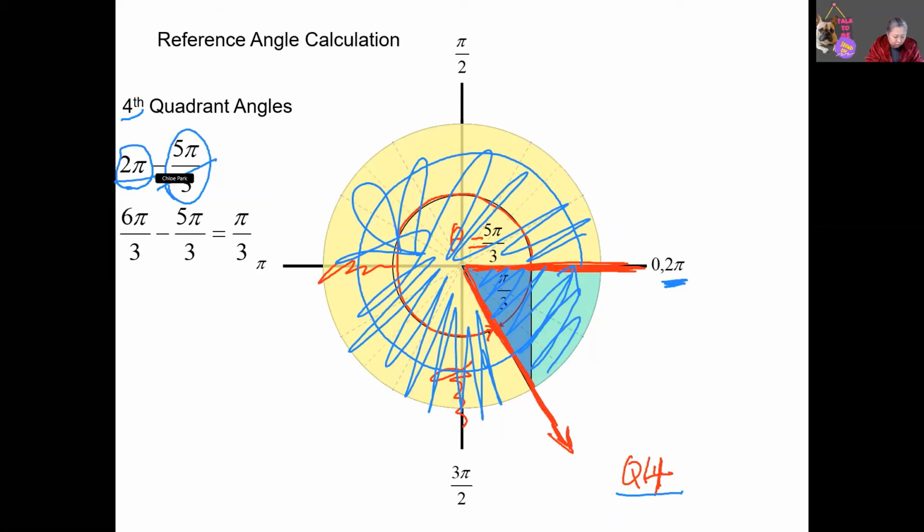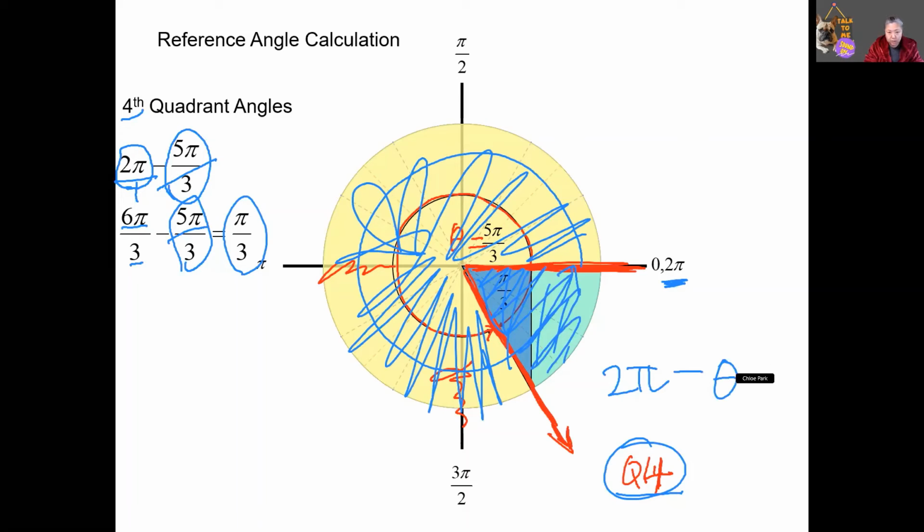Then this is over 1, and set the denominator the same, 3. So multiply top and bottom by 3, so it's 6 pi over 3. And then take away the original angle theta there. Then you should get the measure of this, so it's pi over 3. So in quadrant 4, the formula is 2 pi or 360, take away the original angle measure and you will get the reference angle, right?